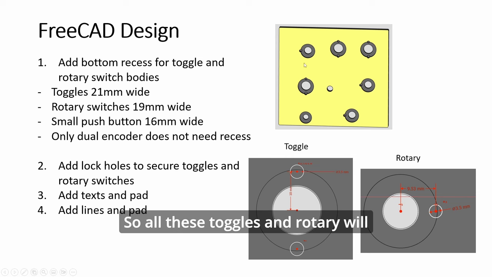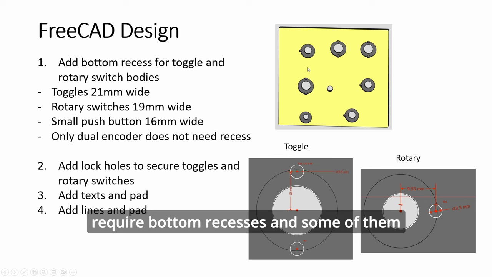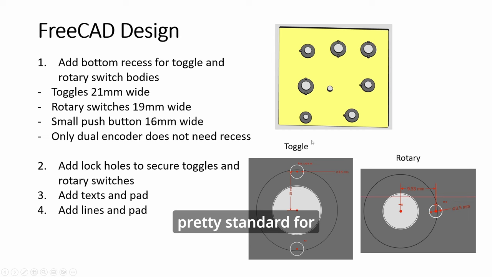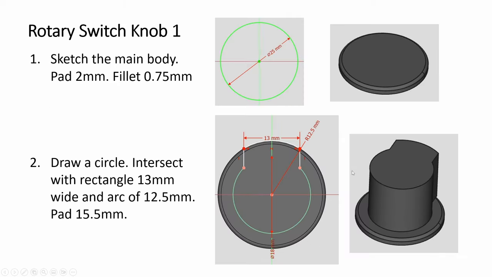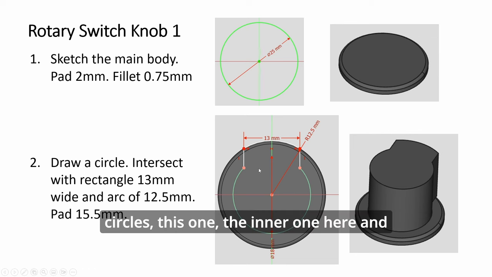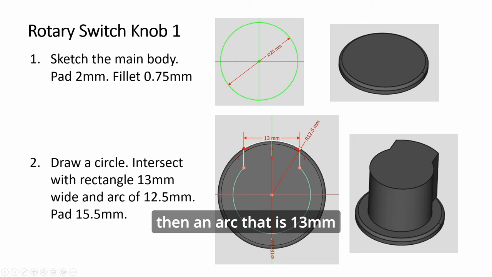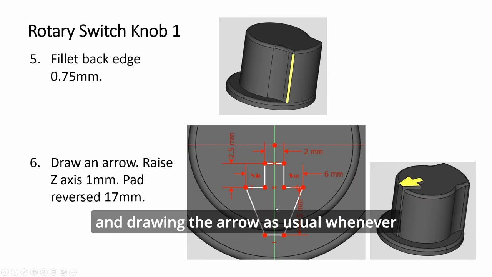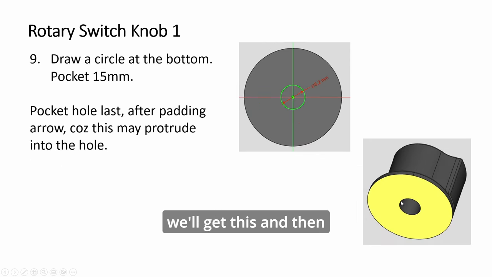So all these toggles and rotary will require bottom recesses and some of them locking holes, and the size of the locking holes and distance from the center are pretty standard for toggle and the rotary switch. So this one, we basically need to draw two circles, this one, the inner one here, and then an arc that is 13mm wide, okay, and then trim, that's all. Then the rest is filling the top, the side, and drawing the arrow. As usual, whenever we draw an arrow, we have to raise it up by 1mm, then we reverse pad it down, and we'll get this. And then the bottom is always a hole. Okay, about 15mm deep.